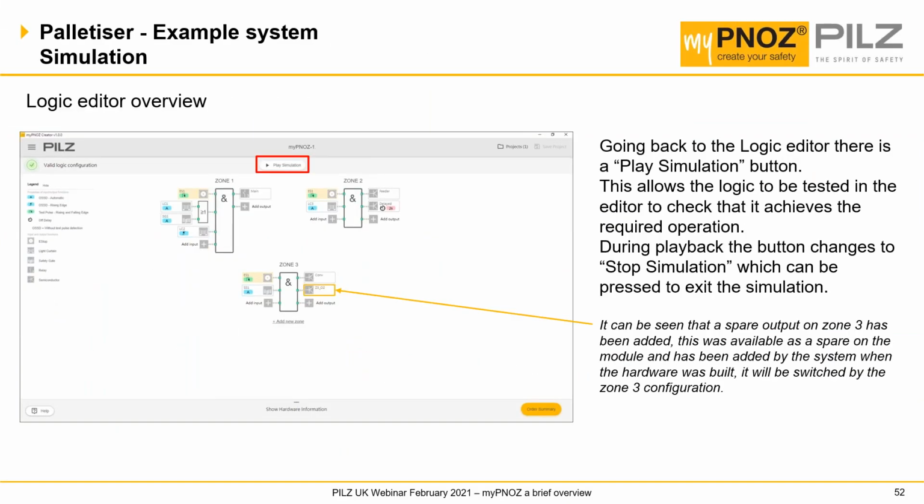Going back to the logic editor, there is an option to play the simulation. This allows the logic to be tested in the editor to check that it achieves the required operation. During the playback, the button changes to stop simulation, which will obviously exit the simulation. Again, it can be seen now we've gone back in that unprogrammed output on zone 3 has been assigned by the system.